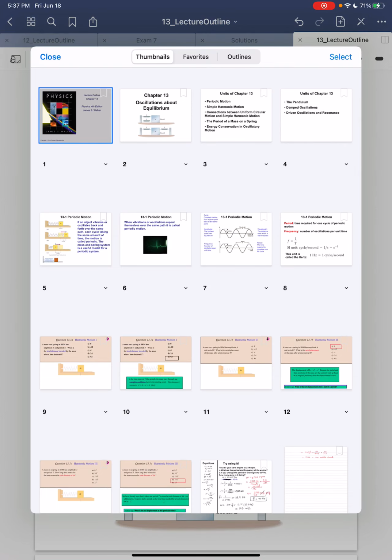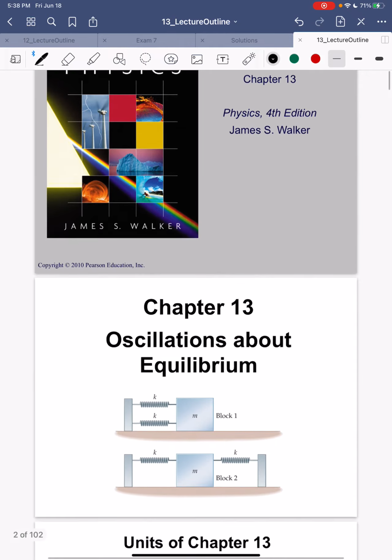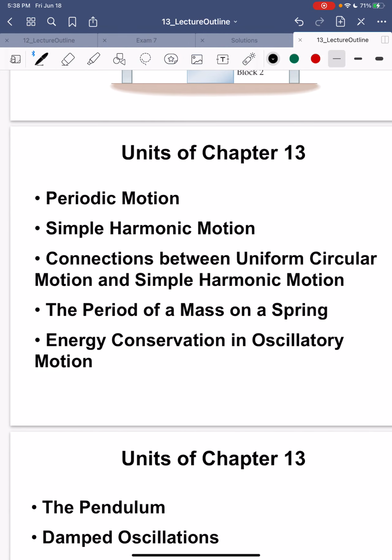Now I will start with chapter 13, and for chapter 13 we are mainly talking about oscillations. The main topic is going to be simple harmonic motion, and here we are talking about oscillations about equilibrium. We are going to first introduce periodic motion and say what that means, and what's very special about simple harmonic motion.